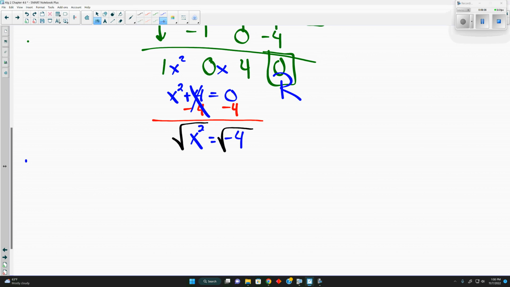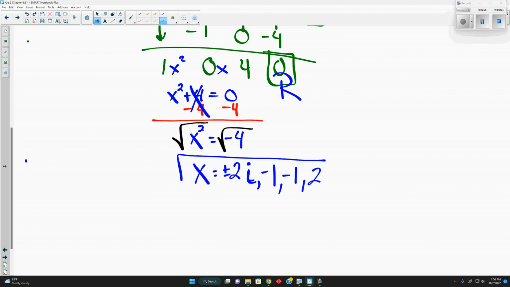Square root both sides. Square root of x squared is x is equal to plus or minus. The negative is going to come out as i, and the square root of 4 is 2. So we have plus or minus 2i. We also have what? -1, -1, and 2. Because we have 5 solutions. Questions on this here?